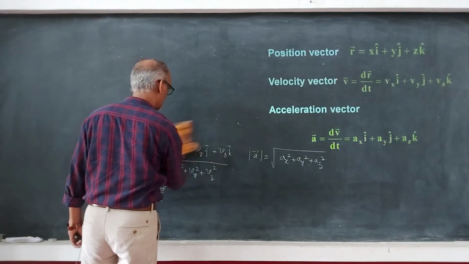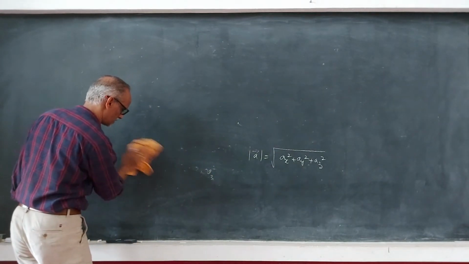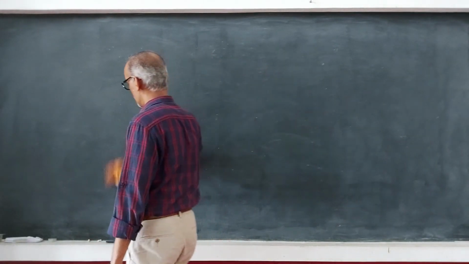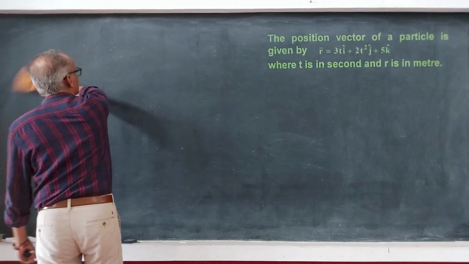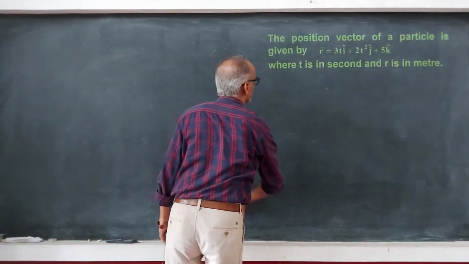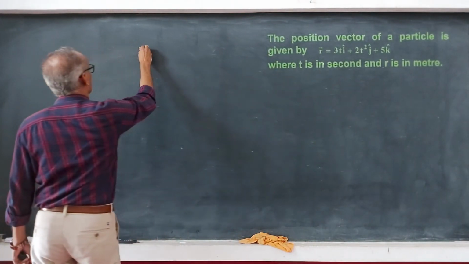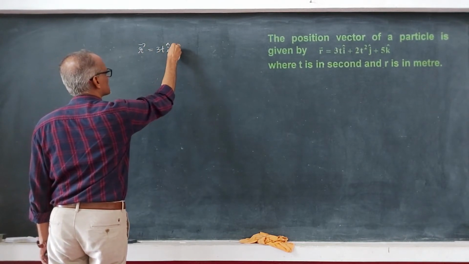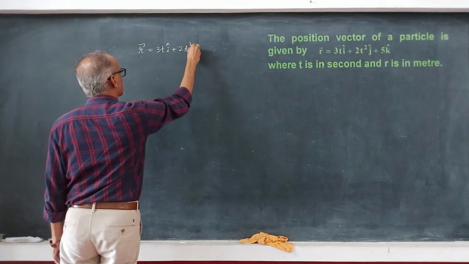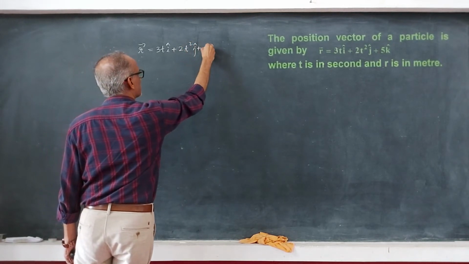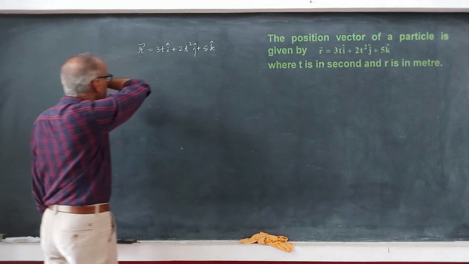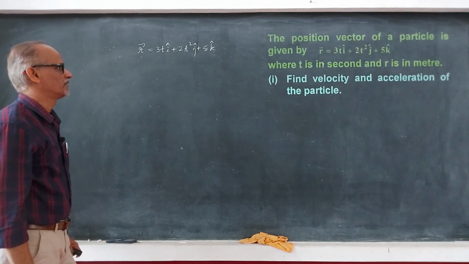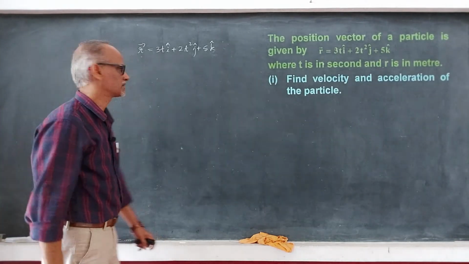Again, we can understand this better with two numericals. That is what I am going to explain next. So, go through the statement of the numerical. The position vector of a particle is given by vector r is equal to 3t i cap plus 2t square j cap plus 5k, where t is in seconds and r is in meters. First option, find the velocity and acceleration of the particle.